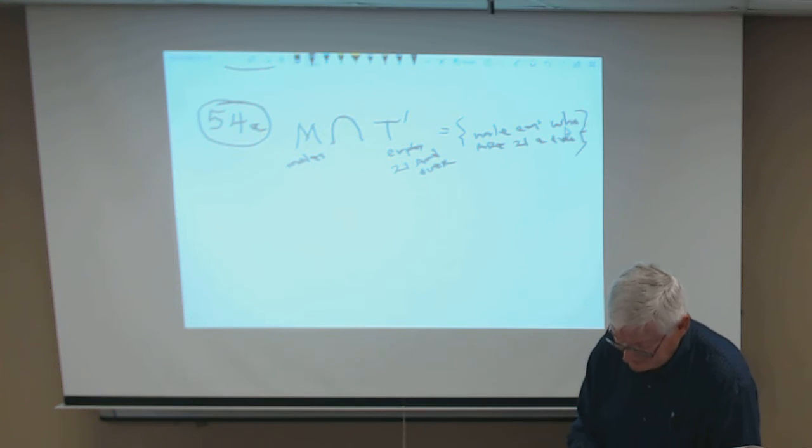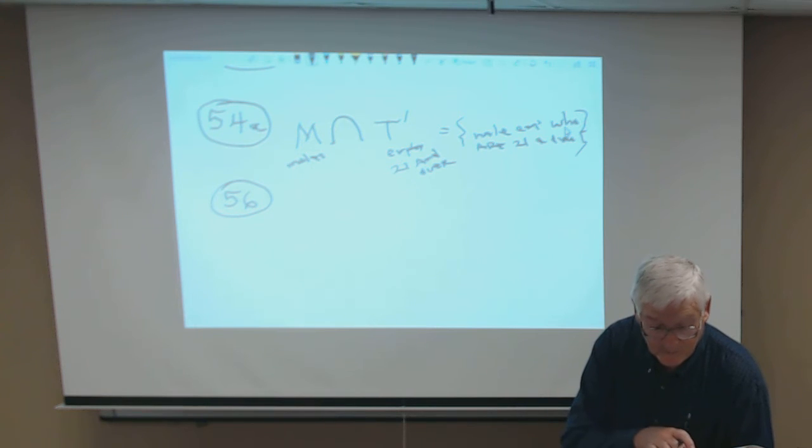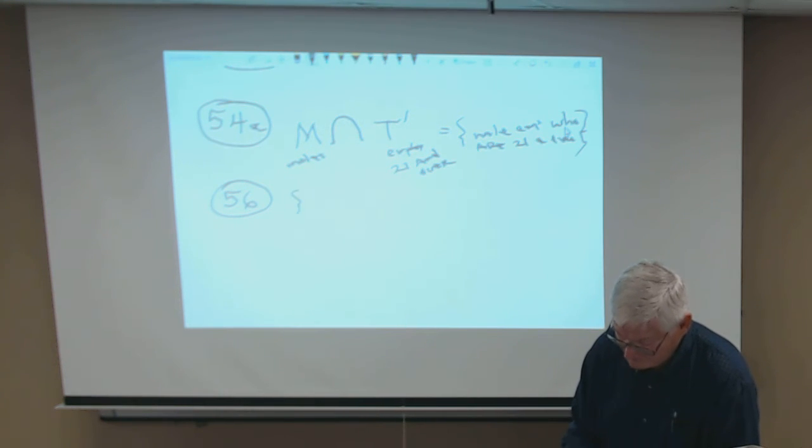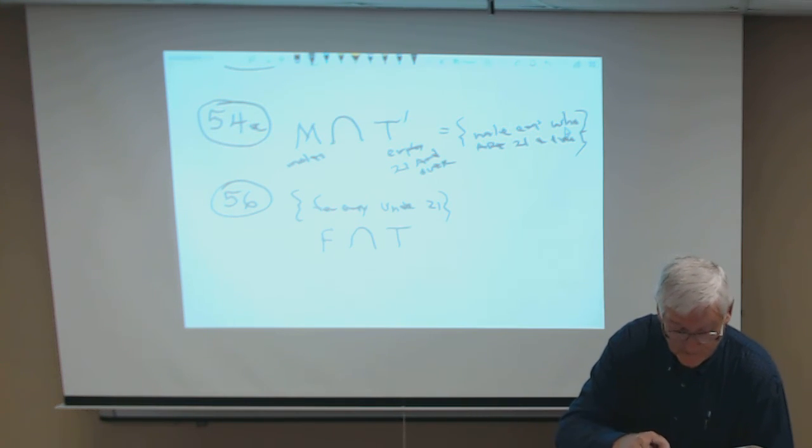Now, for problem 56, they want you to find a set representation for this. So, female employees under 21. So that would be females, right? But I don't want all the females. I want where the females intersect with T. Everybody follow that? Good for you.